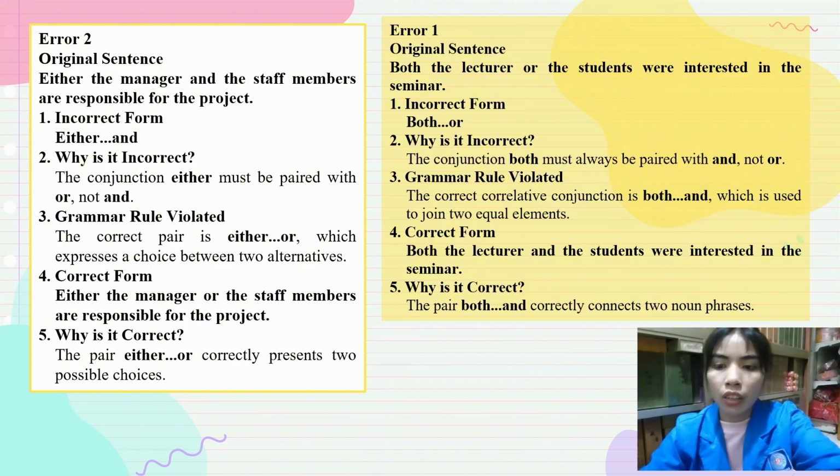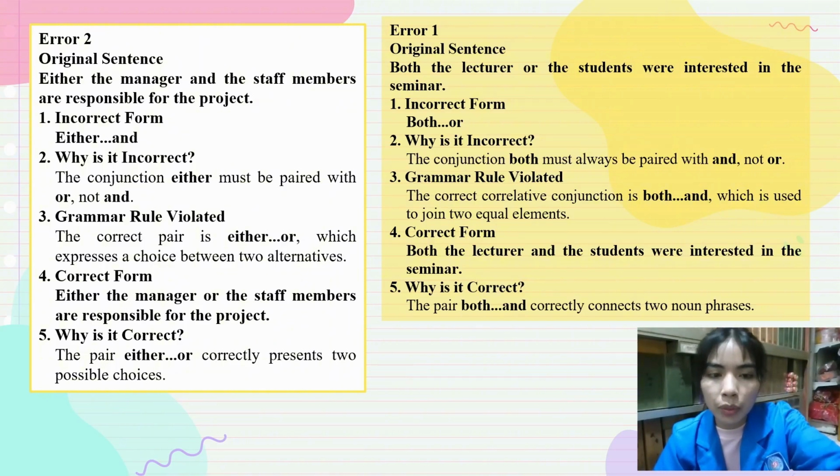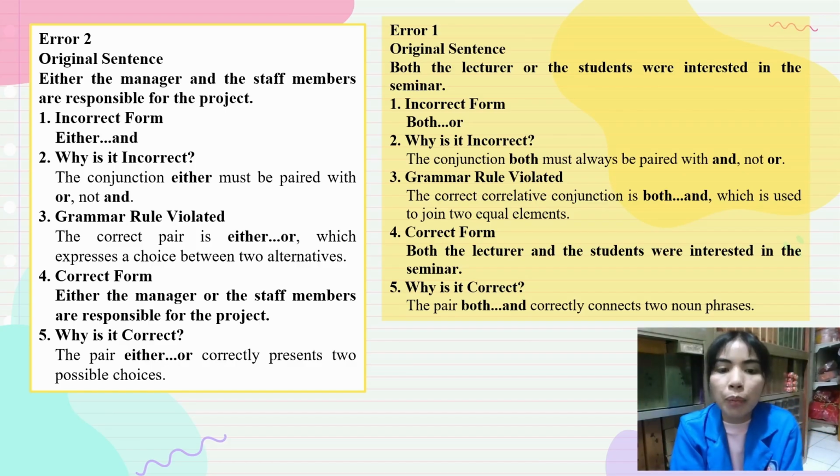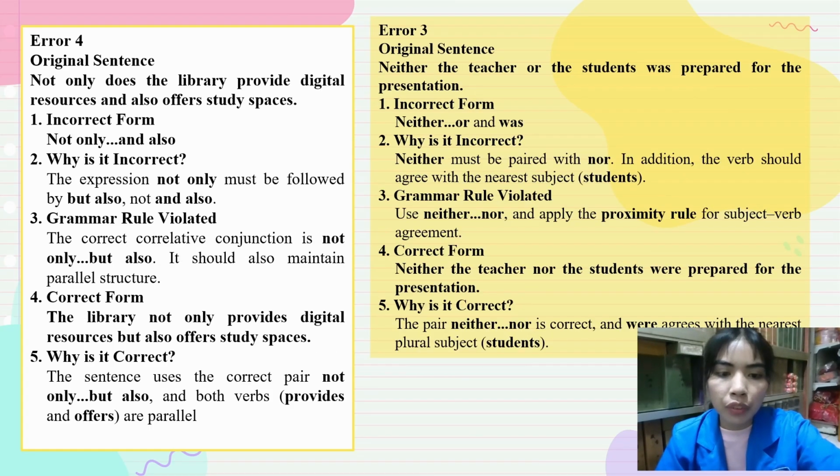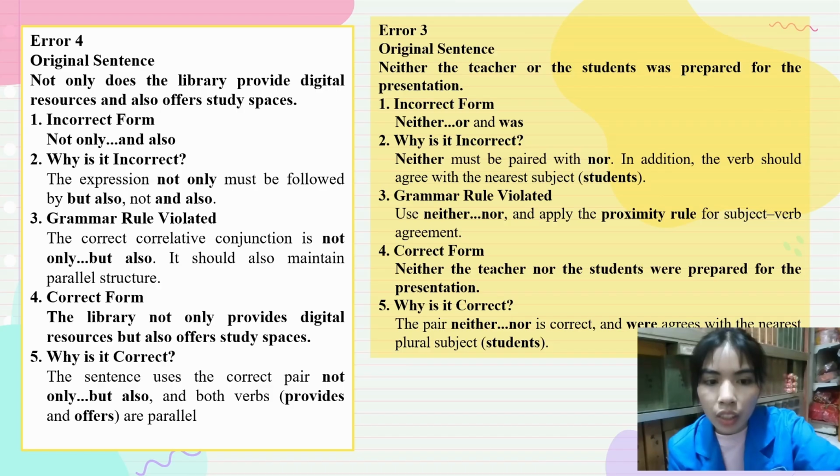Why? Because both should be paired with and. In the second sentence, either is paired with and, but it should be either... or. And the third and fourth: in the third sentence, neither should be paired with nor, not or, because the verb is also changed to were, because it agrees with the plural subject students. In the fourth sentence, not only should be paired with but also, not and also.